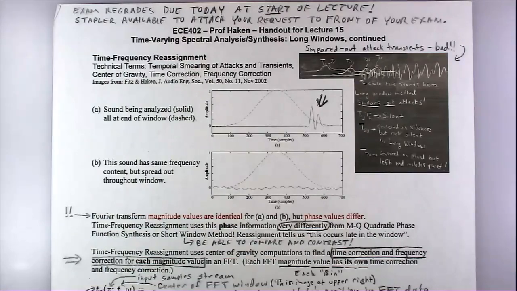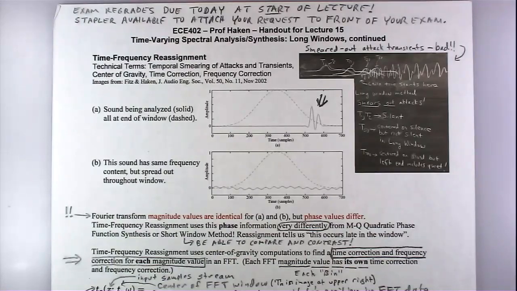Now, the Fourier transform gives you magnitude and phase. If you throw away half your data, well, duh, we get worse results. I don't know, what do you expect? All right. So the Fourier transform magnitude values are identical for A and B, but the phase values differ. Basically, phase is encoding timing in some way. Time frequency reassignment uses this phase information very differently from MQ quadratic phase function synthesis, which you should understand from the previous lecture, or from the short window method, which is from the one before the midterm.